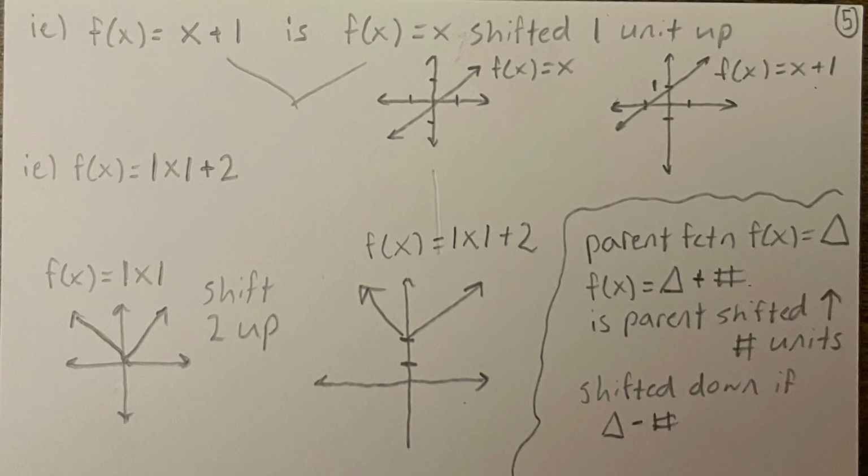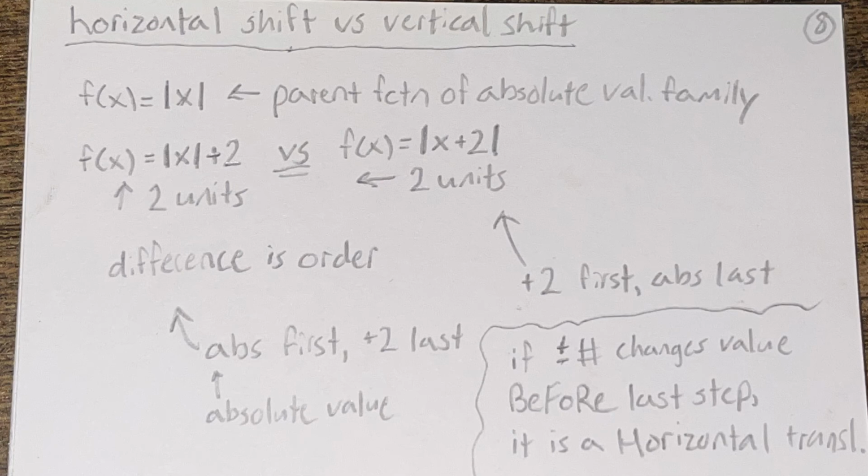The basic rule for a vertical shift, up or down, is if the function is equal to some parent function plus a constant number, it is the parent shifted up a number of units equal to the constant. If it is a parent function minus some constant, shift down some units. Horizontal shift versus vertical shift: the difference is in the order of operations. If the plus or minus is before the last step, it is a horizontal shift. If it is the last step, it is a vertical shift.